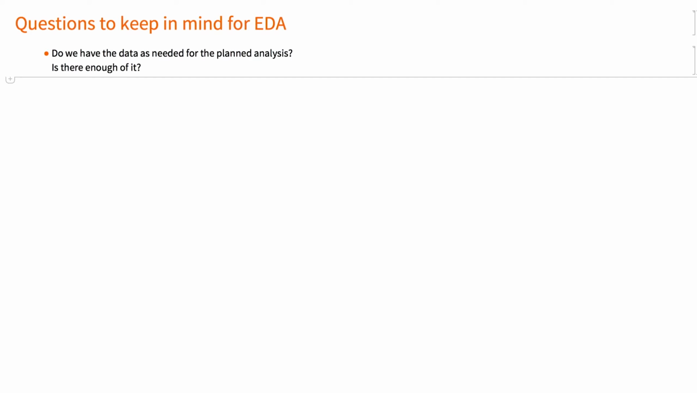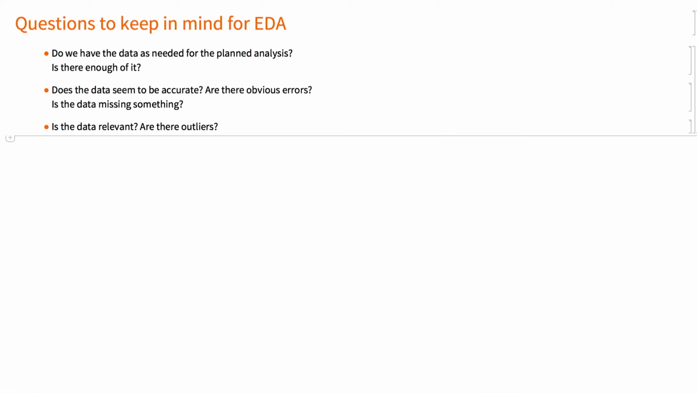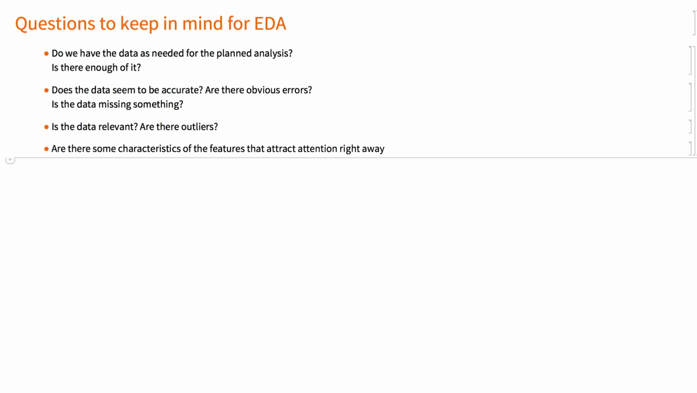Ideally, as we wind up EDA, we should be able to answer the following questions satisfactorily about our project. Do we have the data as needed for the planned analysis? Is there enough of it? Does the data seem to be accurate? Are there obvious errors? Is the data missing something? Is the data relevant? Are there outliers? Are there some characteristics of the features that attract attention right away?